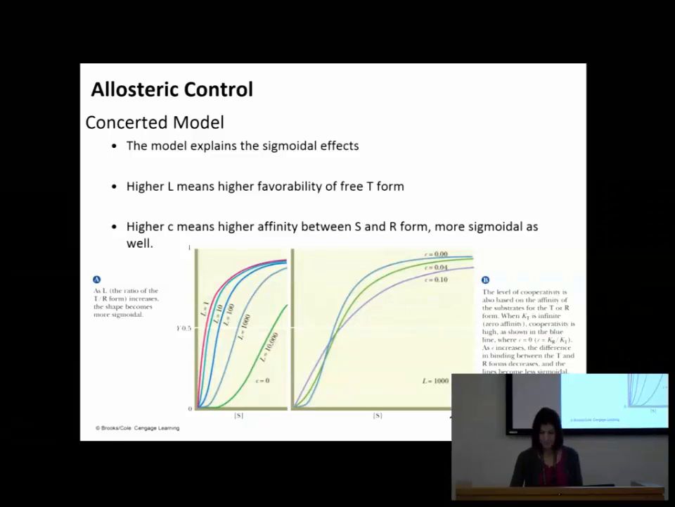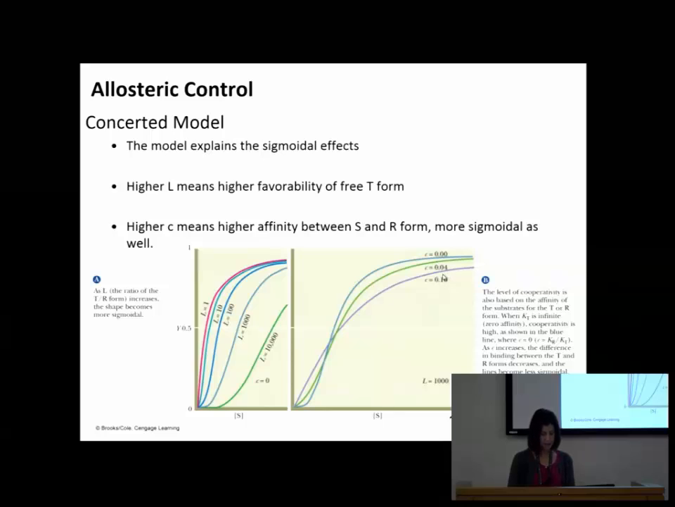Over here on the right, we're talking about a C term, or a cooperativity term. And this is where a lower value means that there is more cooperativity between the substrate and the relaxed state than the substrate and the taut state. A high C, which is this 0.1 here, relative to basically nothing, means that there's no difference in the substrate affinity for relaxed or taut.